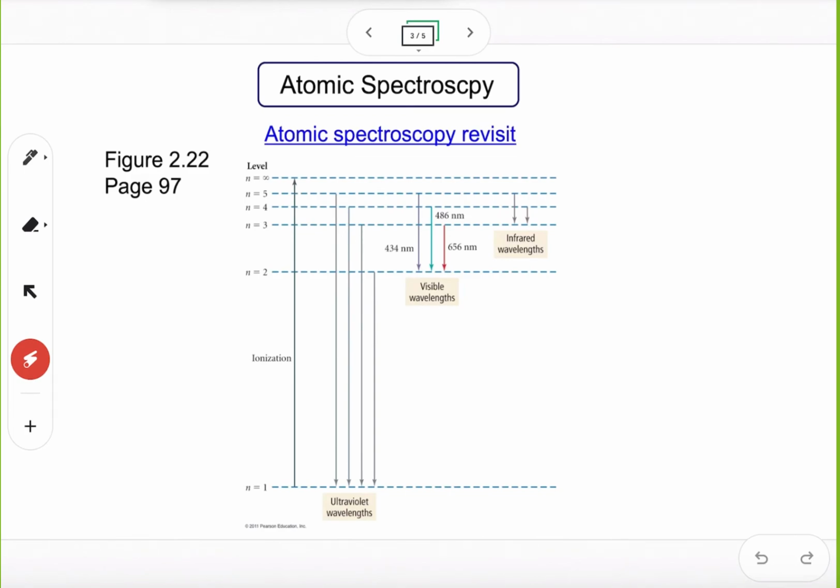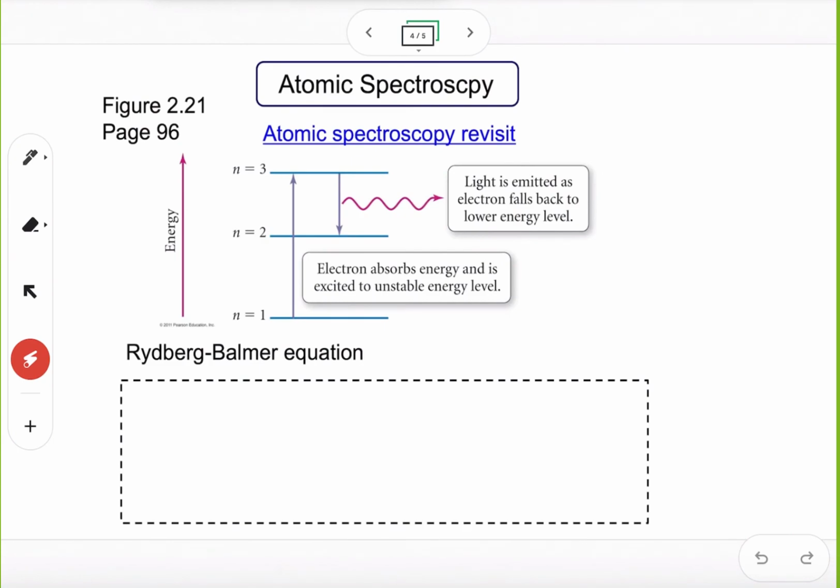All right, so one question remains: how do we calculate the wavelength of those photons? Well, we have equations for us to use. Let's use this example to demonstrate. First you excite the electron from n equals 1 to n equals 3, and this electron will go back from n equals 3 to n equals 2, and meanwhile release the energy in the form of light. So how should we calculate the wavelength or frequency of those photons?